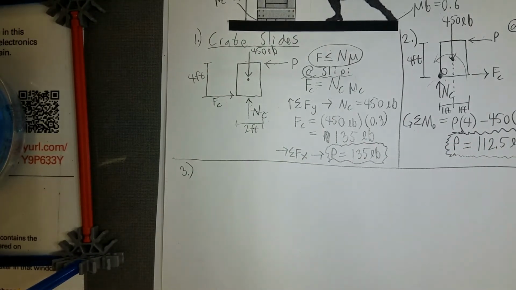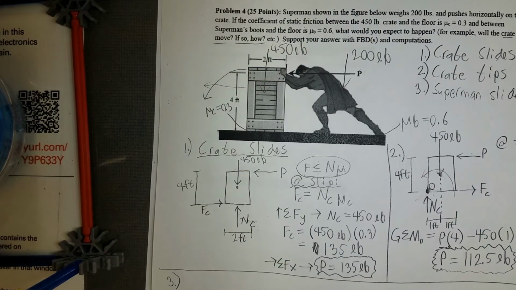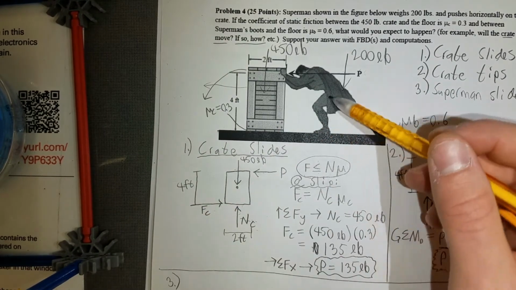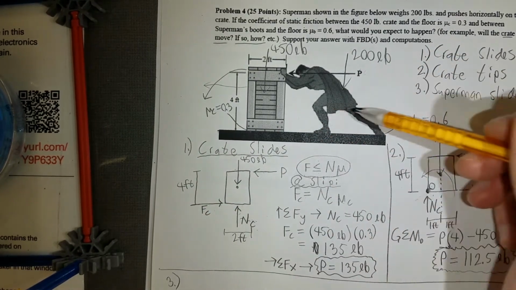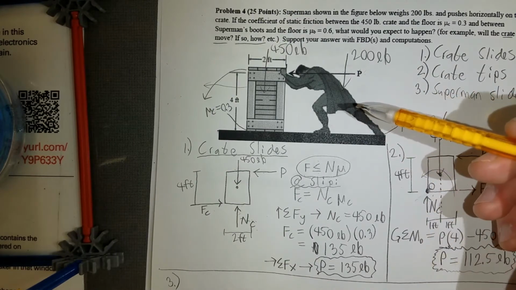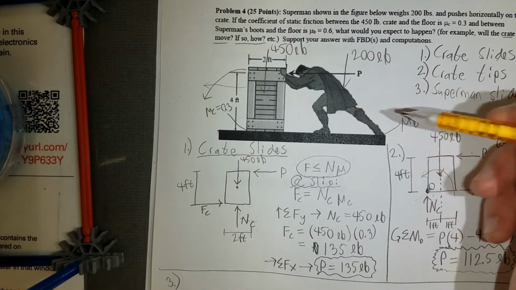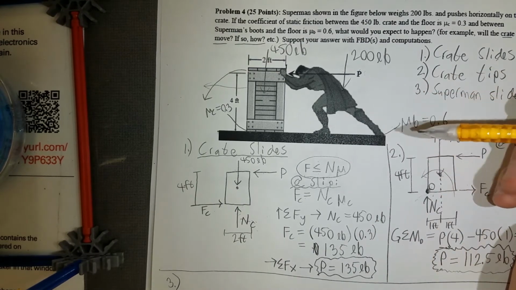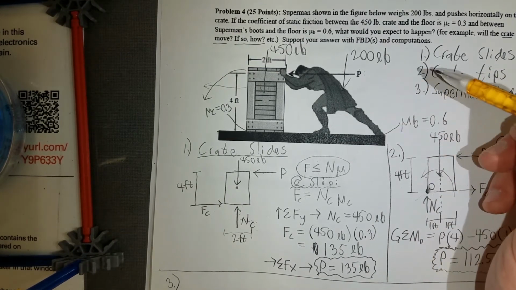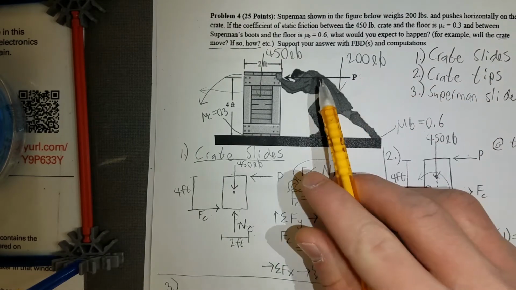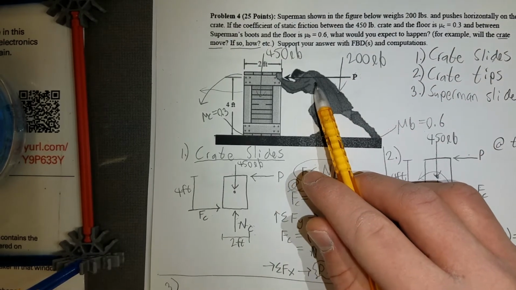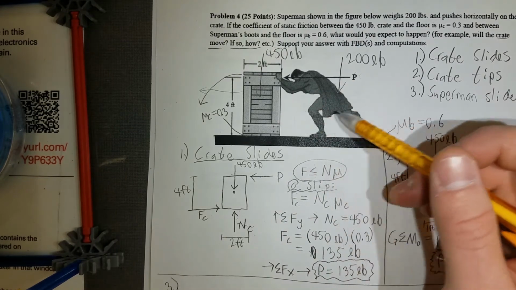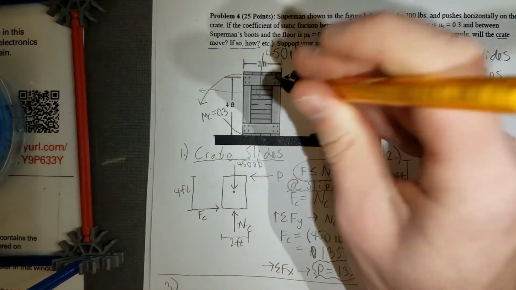Now, the thing about Superman, and the reason why we're not saying he's going to tip, is they don't really give us a height of him. They don't give us any dimensions of Superman. So it's not logical for us to look at it and see, oh, he's going to have a moment force about a single point here, because we don't have any points about it. And if you really think about it, the way that he's positioned right here, he's really not going to tip. He's kind of firmly grounded in the ground, and if anything, he's just going to slide. So that's the case for this.